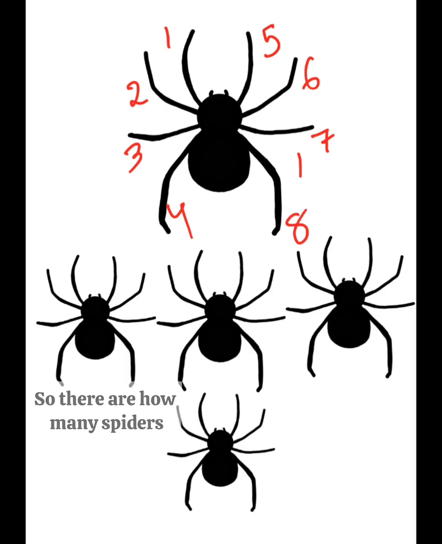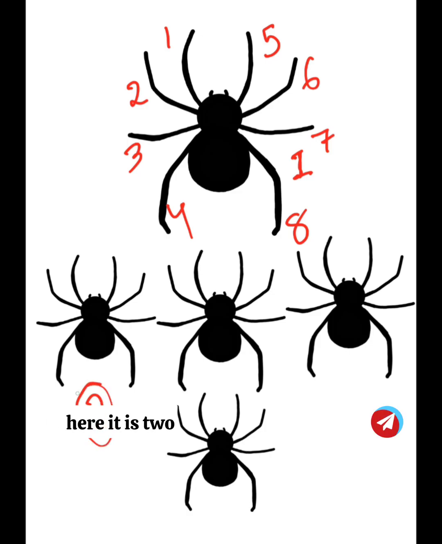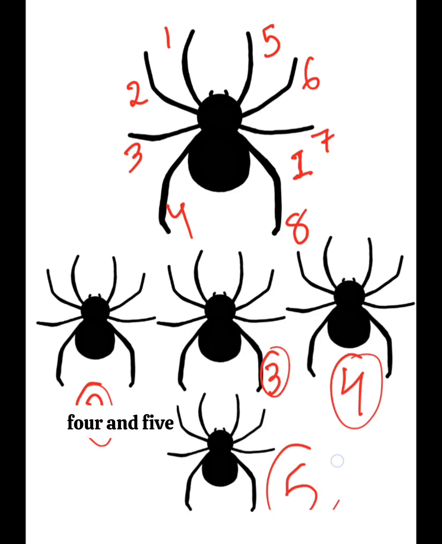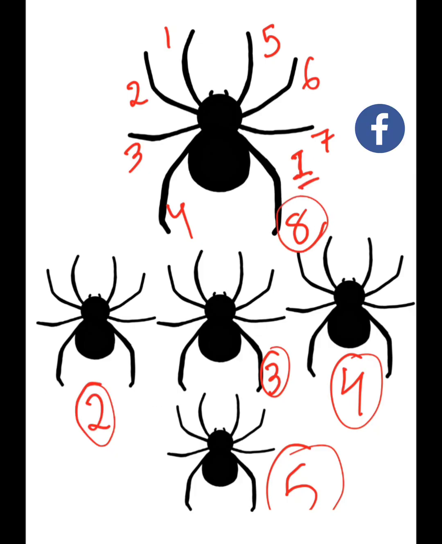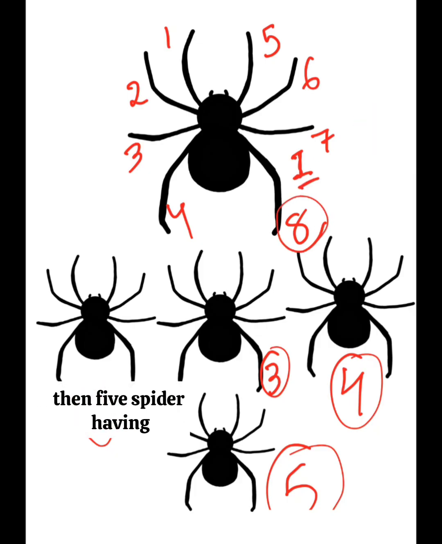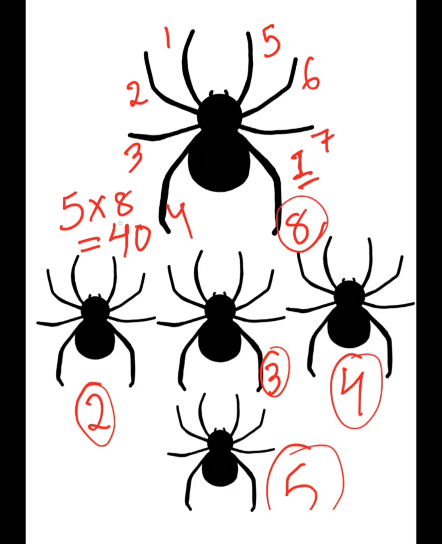Okay, so there are how many spiders? Here it is 1, here it is 2, 3, 4 and 5. If one spider having 8 legs, then 5 spiders having, yes, we are going to multiply it. Okay, so 5 multiplied by 8 equals 40, right?